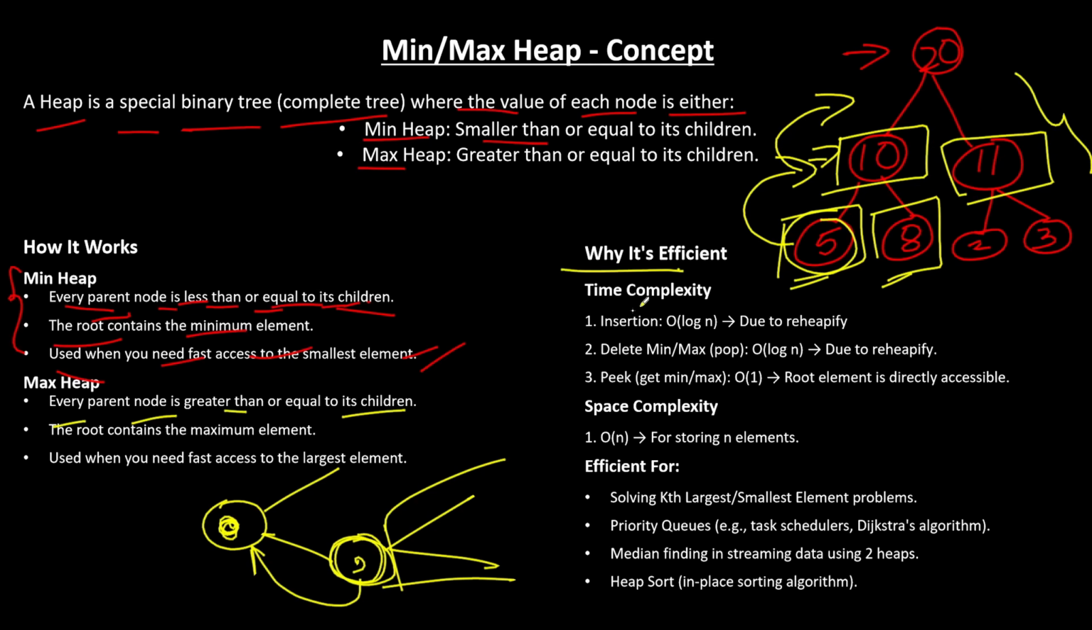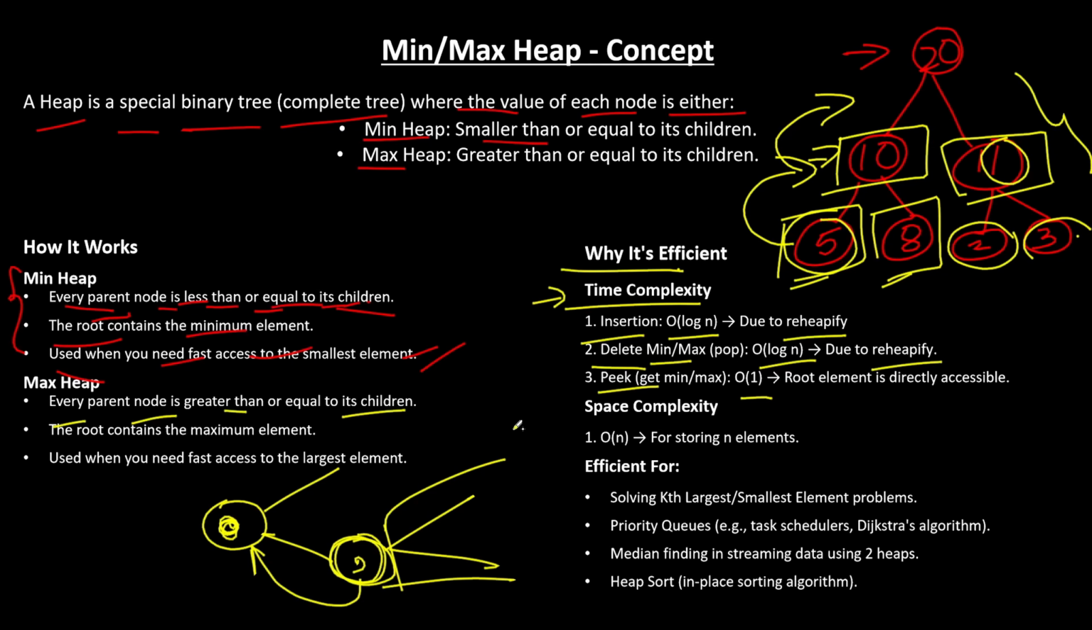Now, why is it efficient? According to the time complexity, insertion takes log n time, deletion of the minimum or maximum takes log n time, and picking the element takes O(1) time. Now, here I've mentioned Reheapify. Reheapify is the concept of how Heapify works in a tree. Basically, it means that whenever you delete a node, we have to reorganize the complete tree, or how to delete a node in the middle, or how to delete a node at the end. This is what Heapify does. This is a different concept to learn about, and I will create a different video for it.